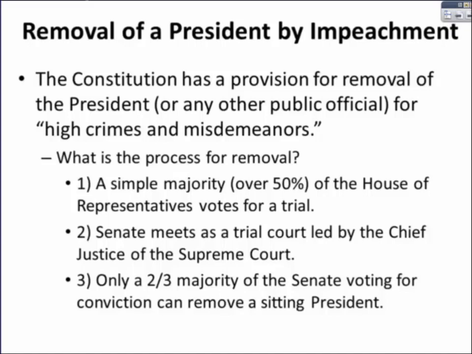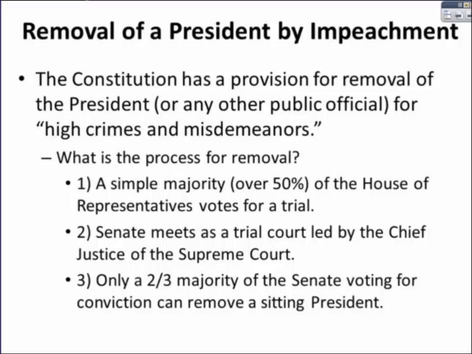The removal of the president by impeachment is also an interesting example of the balance of power and checks and balances in the government. The Constitution has a provision for removal of the president, and any other public official for that matter. The charges are often boiled down to the language from the Constitution that simply says high crimes and misdemeanors.